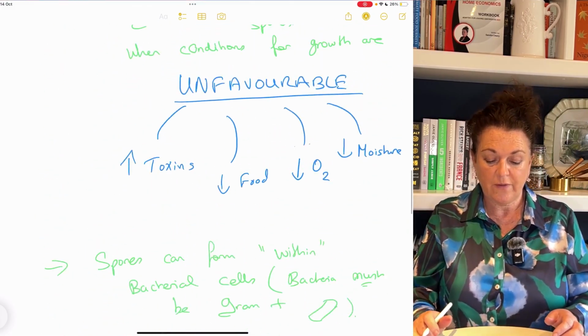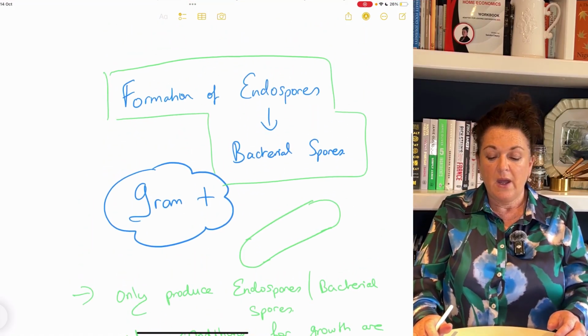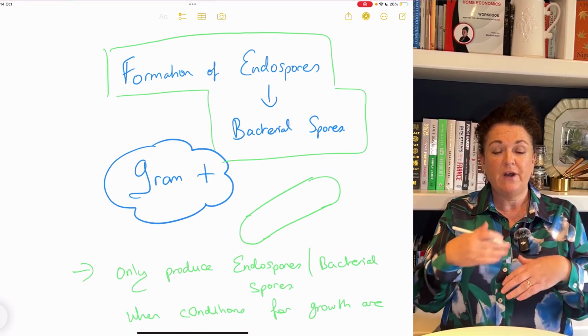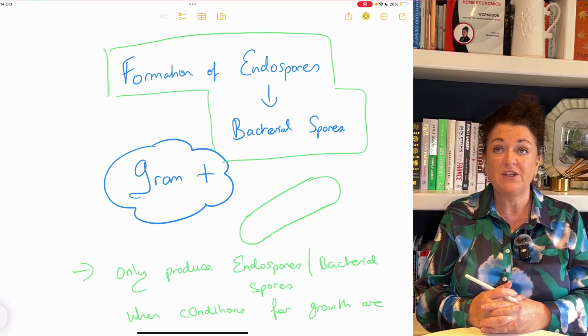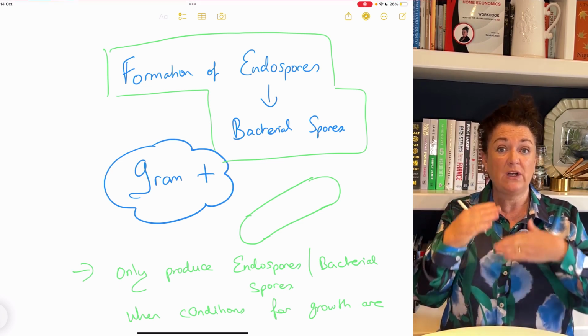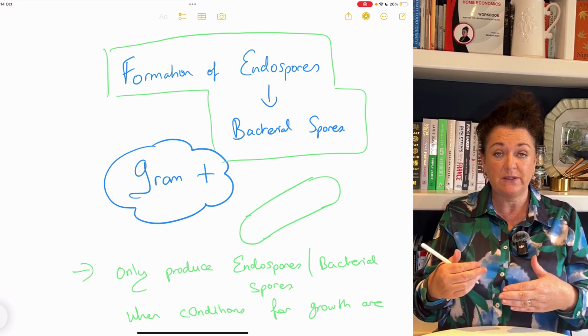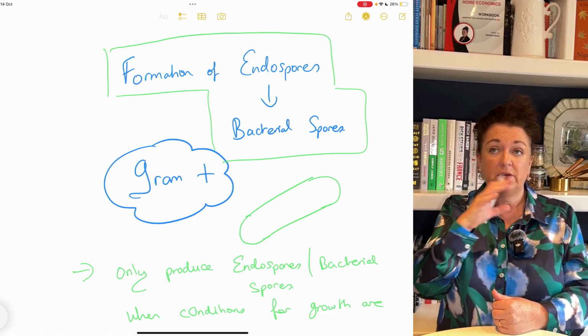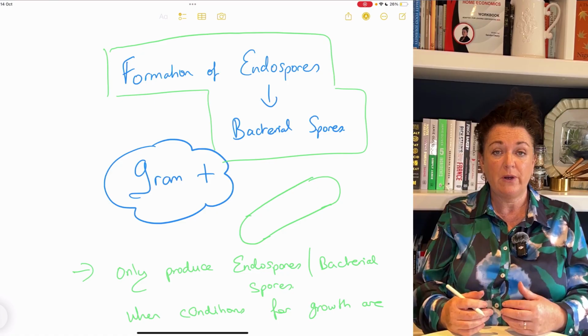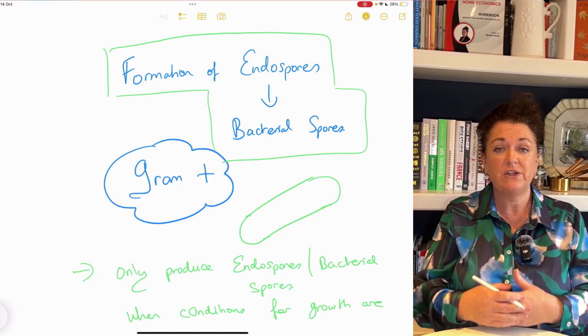So just to look there again. Bacteria divide rapidly when conditions are favourable. In fact, they can divide so quickly it can happen every 20 minutes. Eventually though, the conditions become unfavourable as lots and lots of bacteria are produced.